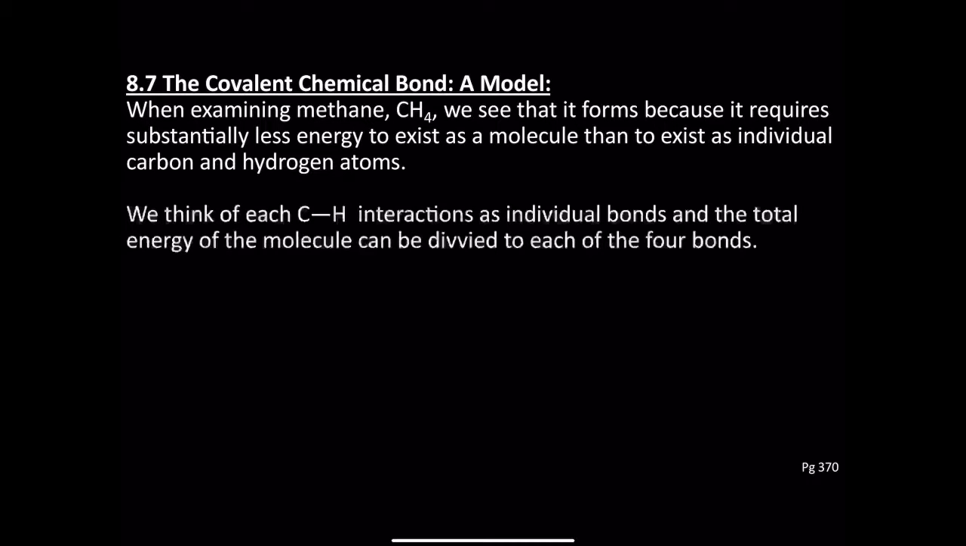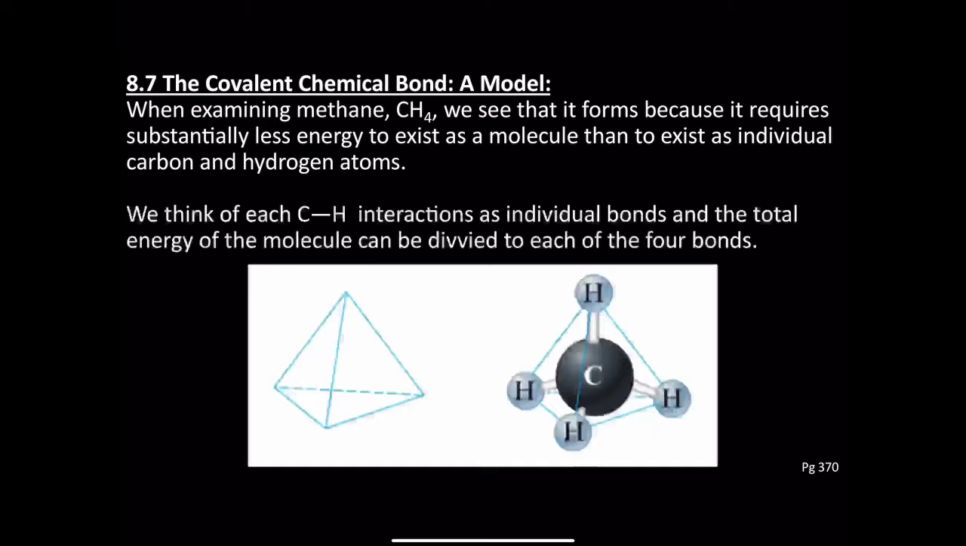So we think of each carbon-hydrogen interaction as individual bonds, and the total energy of the molecule can be divvied to each of the four bonds. Okay, so here we have four bonds between carbon and hydrogen. There's this bond, this bond, this bond, and this bond. Okay, so it's this pyramidal shape.